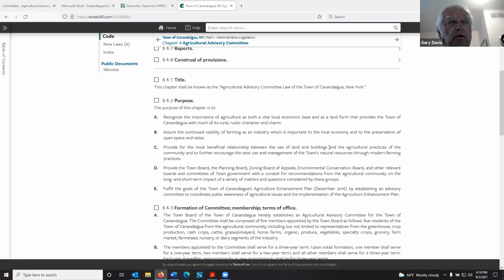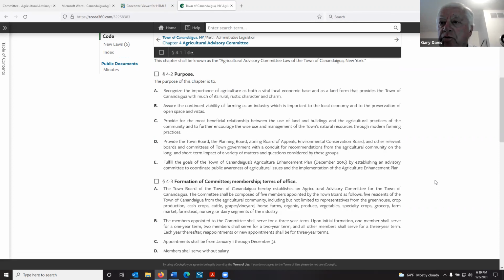Well, I think when we originally started the committee up, we went with the 5 because we went along with the numbers the planning and the zoning boards have, and so that's why we have 5. Yep.